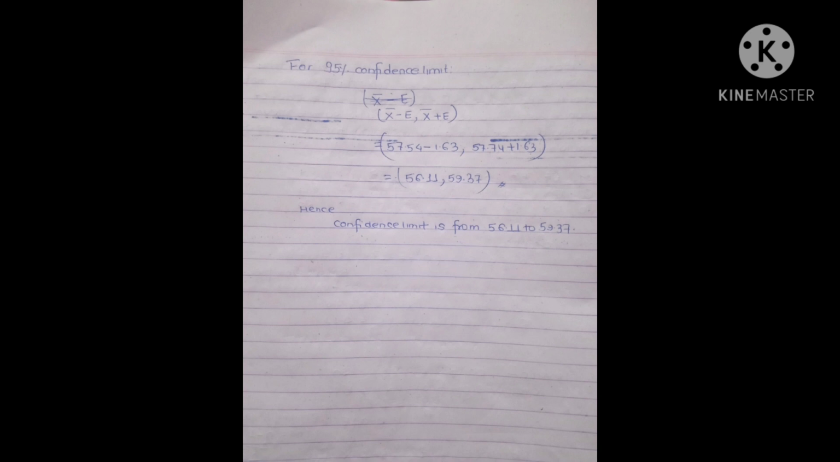For the 95% confidence limit of the population we have the formula sample mean minus standard error comma sample mean plus standard error, that means x bar minus e comma x bar plus e. Now after putting the values 57.74 minus 1.63 comma 57.74 plus 1.63 we get 56.11 comma 59.37. Hence according to the question we calculated the sample mean as 57.74, standard error of mean as 1.63 and confidence limit from 56.11 to 59.37.